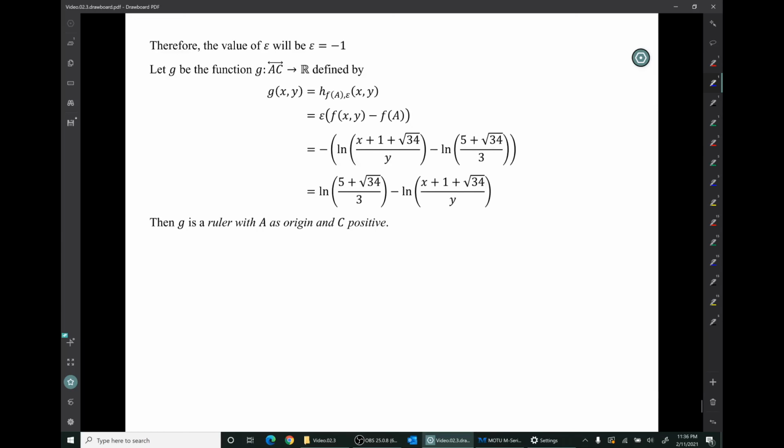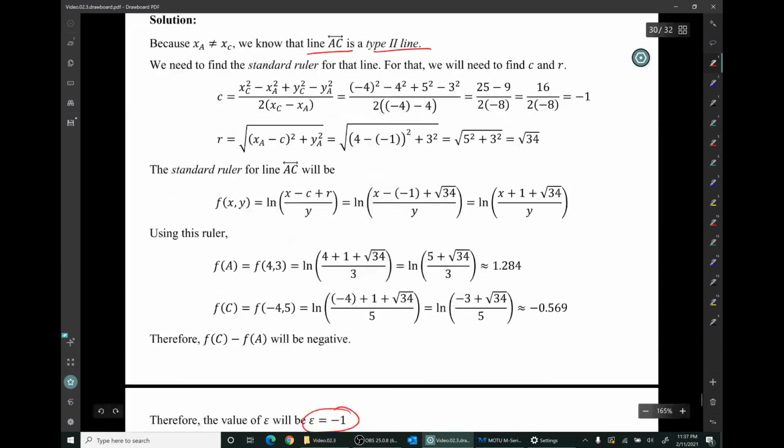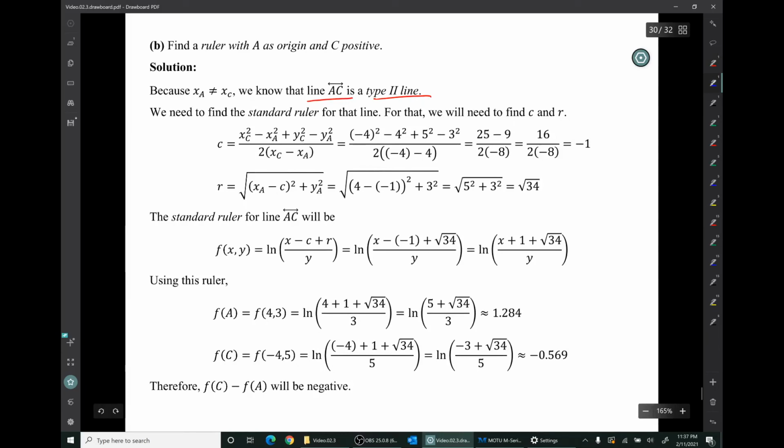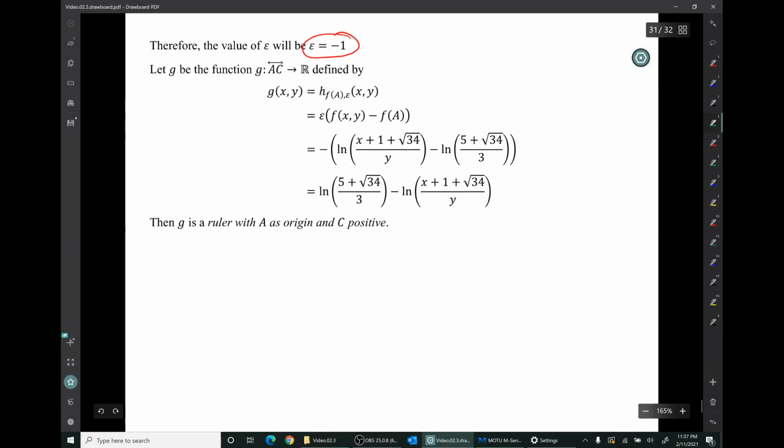So remember what we do with that information. All that work was just to figure out the value of epsilon. So look, now we have the value of epsilon, and we have the value of f of A. f of A is this mess. So we use that value of f of A, and we use that value of epsilon to build the formula for our new ruler function.